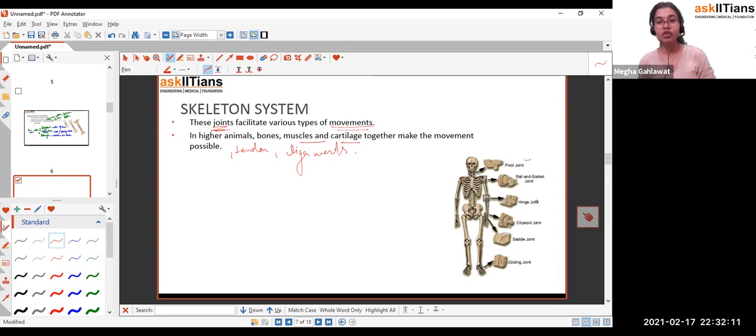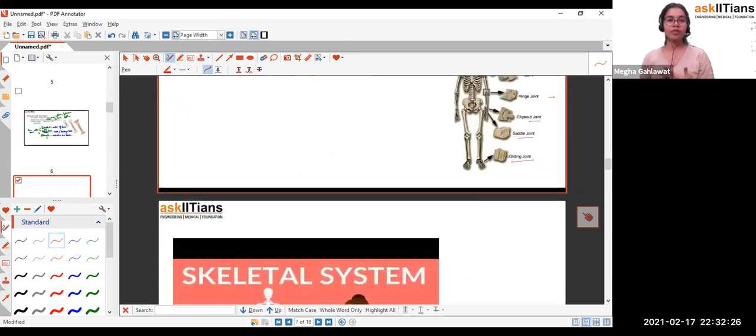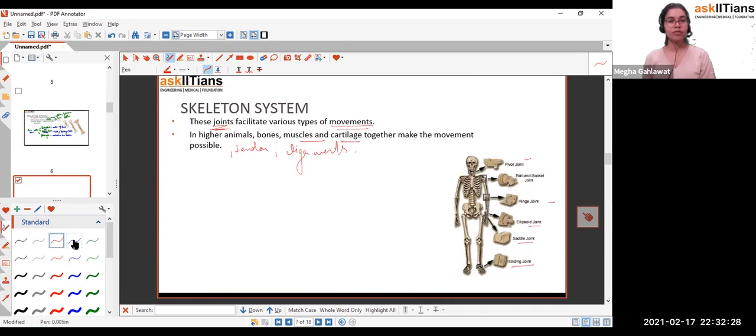We have the hinge joint, which is present in the elbow, which allows movement of only up to 180 degrees. And then we have the different types of joints: the saddle, the ellipsoid, or the gliding joint. We will be learning about all of these. But before that, let's get ahead with the functions of the skeletal system.